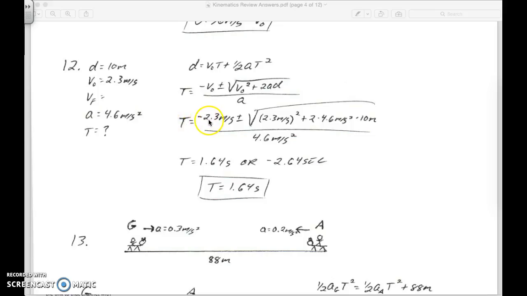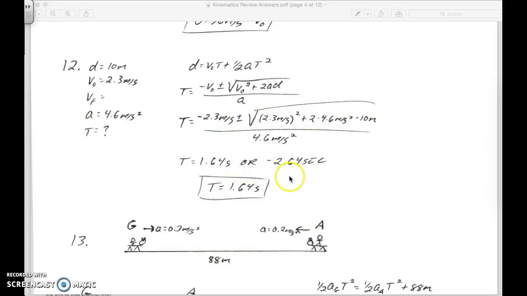We can plug our numbers in. Time equals negative 2.3 meters per second plus or minus the square root of 2.3 meters per second, squared, plus 2 times 4.6 meters per second squared times 10. All that's divided by 4.6 meters per second squared. We have to do it with the plus and the minus, and that's going to give us 1.64 seconds or negative 2.64 seconds.